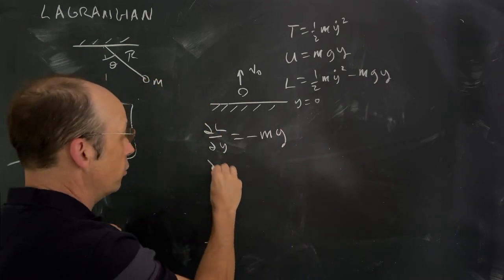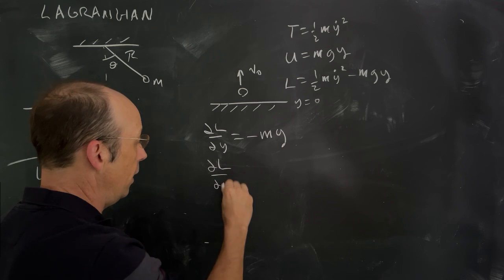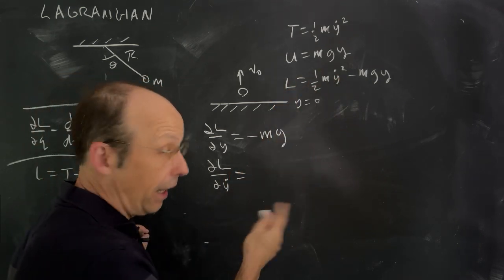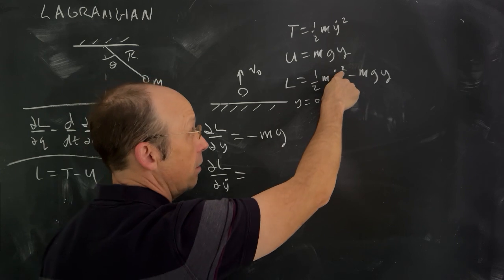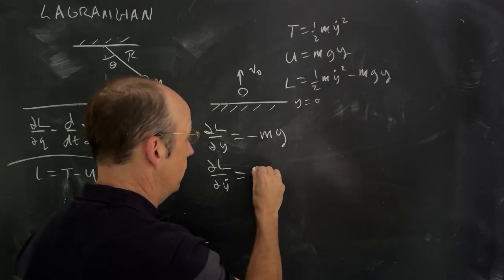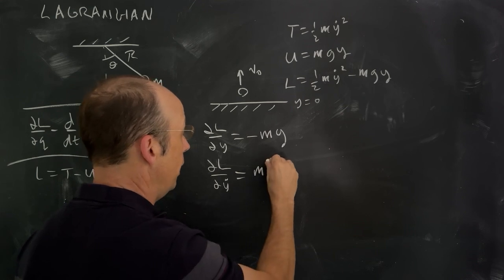Now let's take the partial of L with respect to y dot. So there's my y dot. That's a partial, right? I can ignore everything else. So it's raised to the power of 2, so I'm going to bring down the 2. I have 2 over 2 m y dot. So it's just going to be m y dot.